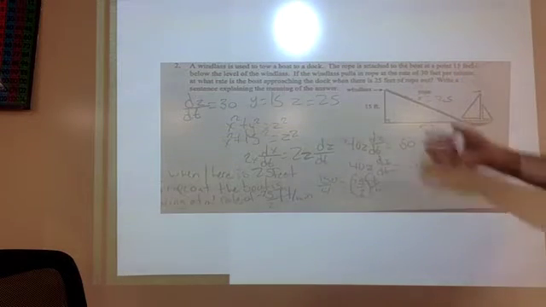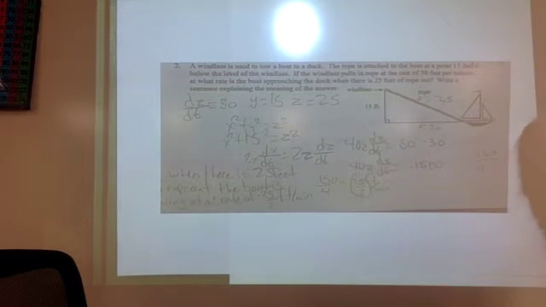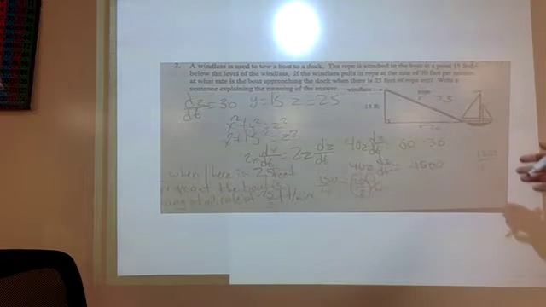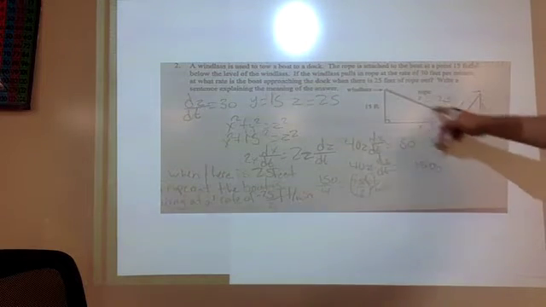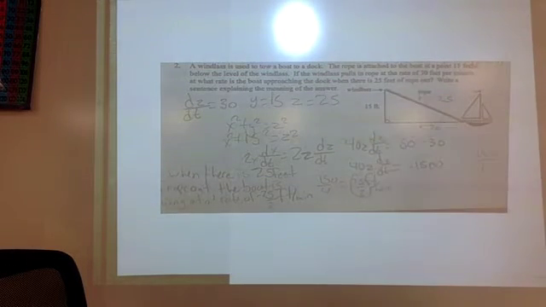All right, hopefully you can see this problem here. If not, maybe you have it in front of you. But it's basically a rate of change problem with a Pythagorean theorem formula. So you have your right triangle and they give you some parts of the triangle.